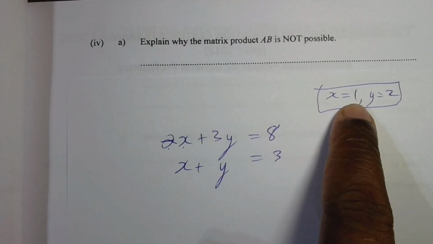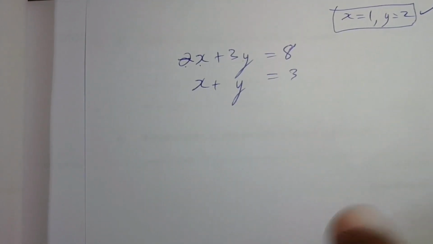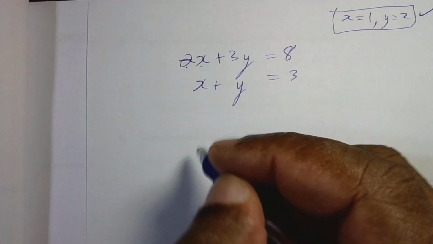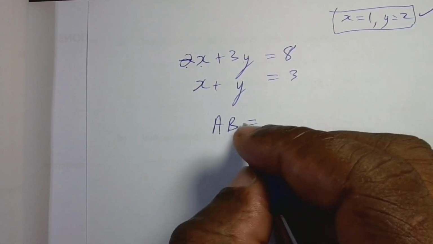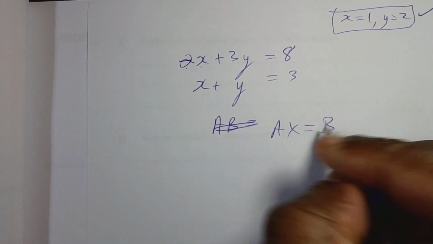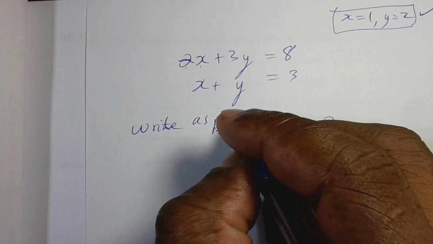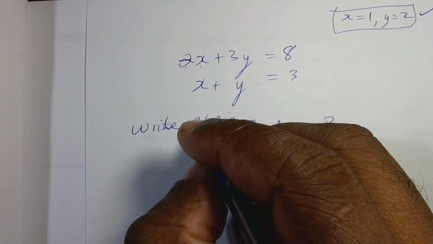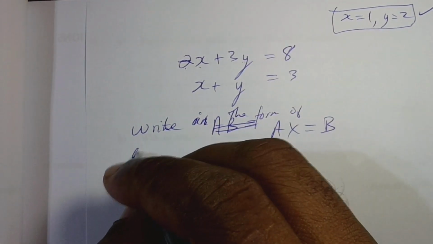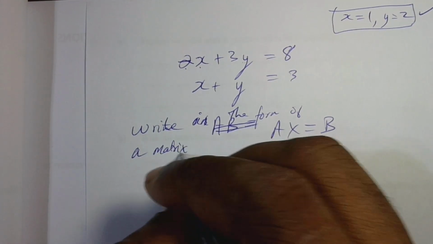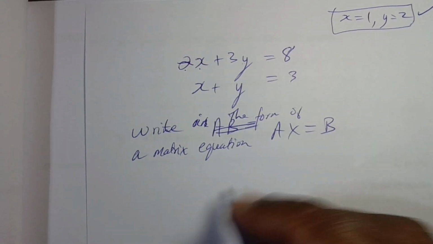Okay, so we know x is 1 and y is 2, but we're going to solve and prove that's the case for this simultaneous equation using matrices. So the first thing we want to do, let's say they tell us to write this as a matrix equation, in the form AX equals B.